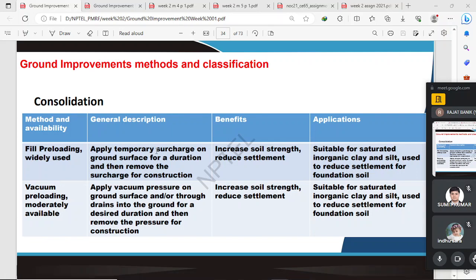It is also accelerated by sand drains or stone columns to increase the drainage path, and by this we accelerate the process very quickly.